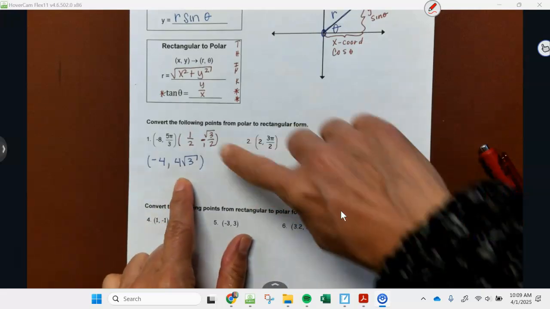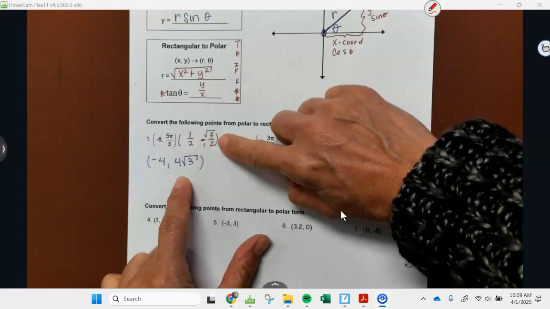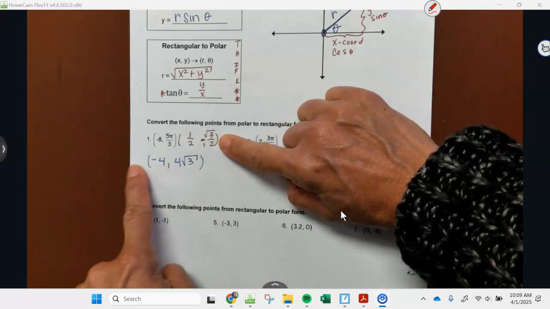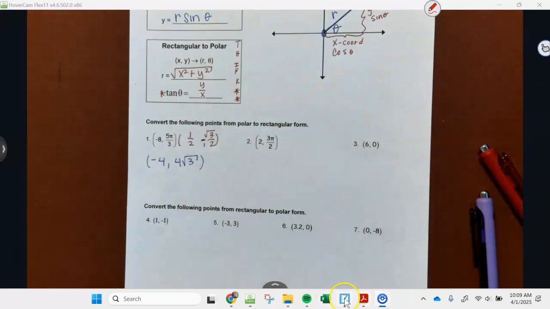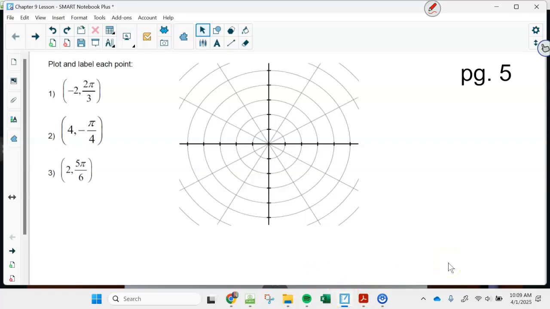So if you notice, guys, this started out in quadrant 4. This is in quadrant 2. And let's kind of talk about why that happens. Let's look at the warm-up for a moment. So on the warm-up on page 5, let's just graph these real quick. Let's just take a look at problem 1. Problem 1 is 2 pi over 3. That's in this part right here. But look, that's a negative 2. So even though 2 pi over 3 is right here, that negative 2 is going to bring it to the opposite quadrant. So go ahead and plot where you think number 1 is, and we'll talk about it.